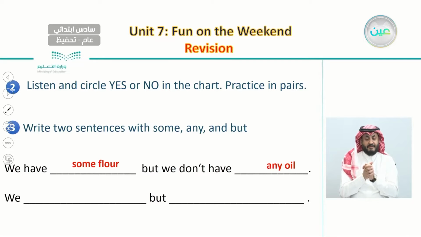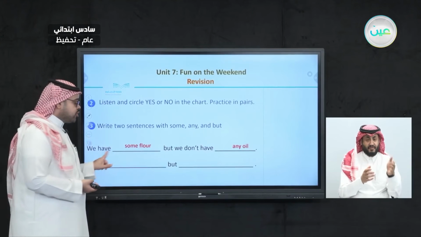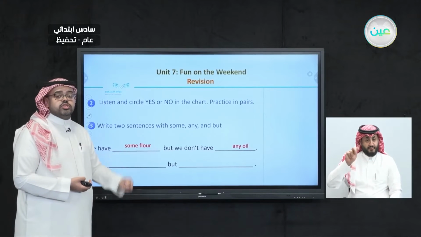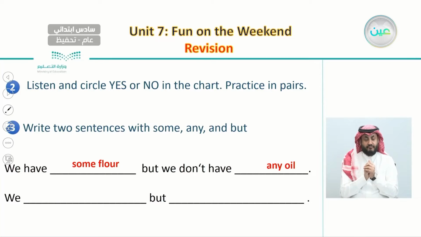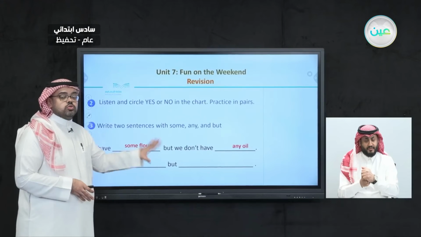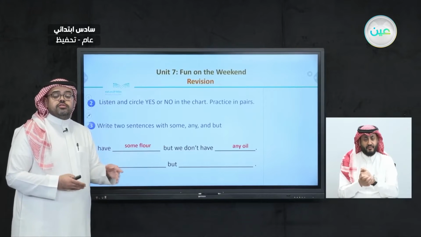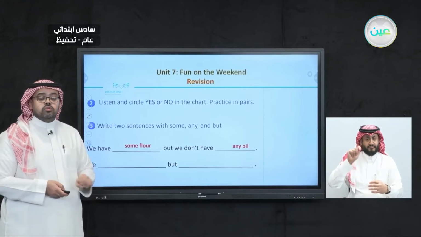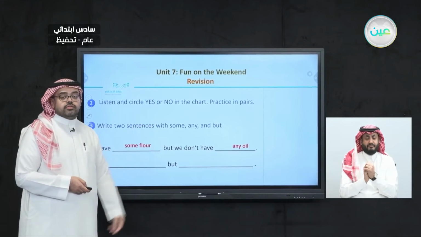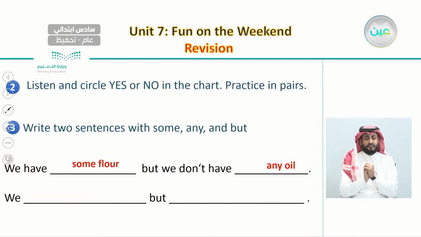So, if you have something, you start your sentence with we have, and then you mention what you have. And after this, if you don't, then you start the sentence with but we don't have, and then you say what are the things that you needed most. So I encourage you to write down 2 sentences about the things that you have and the things that you don't have by using some, any, and also but.